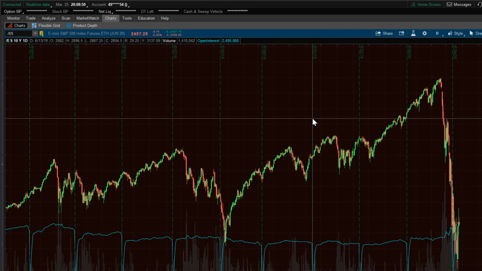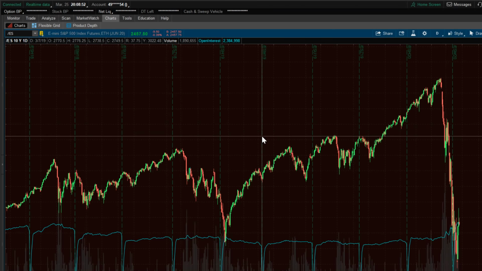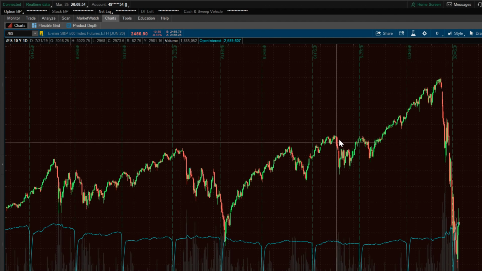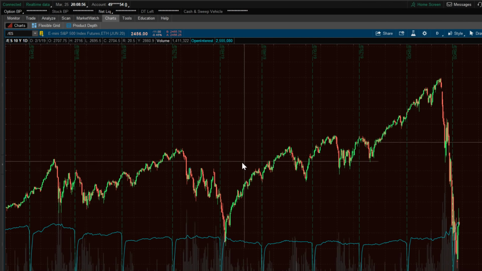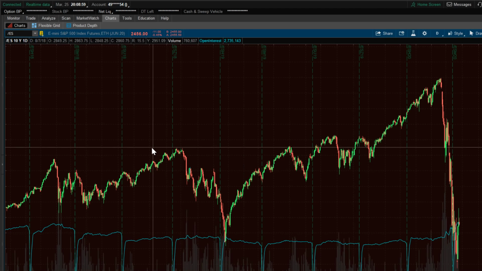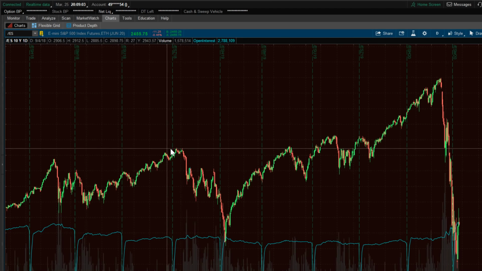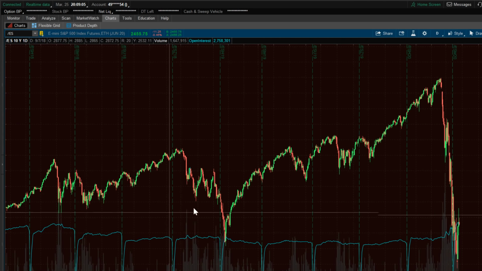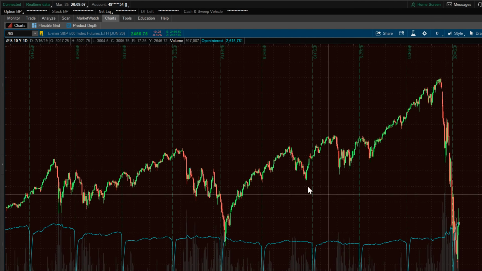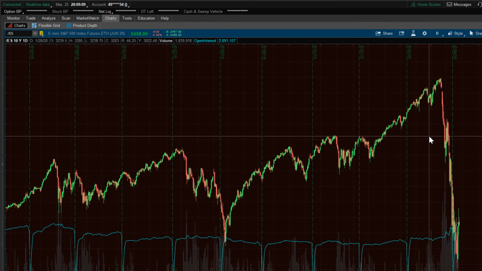So here's some support and resistance. What do we mean by support and resistance? These are going to be areas of inflection, like this right here, these tops and these bottoms. So how do we identify points of support and resistance on the chart?